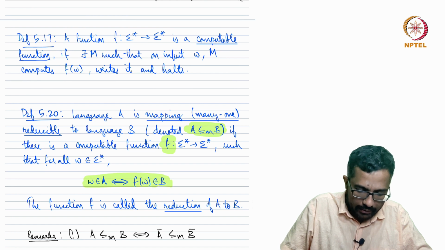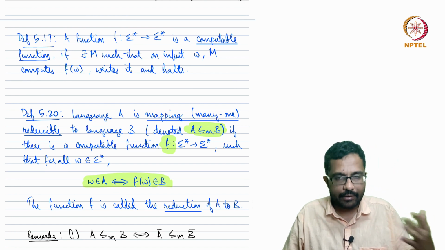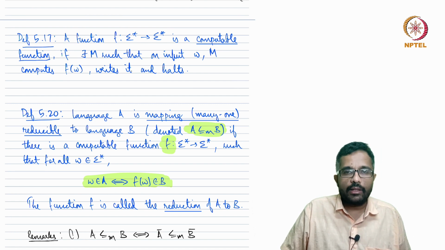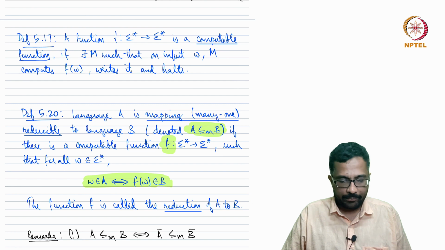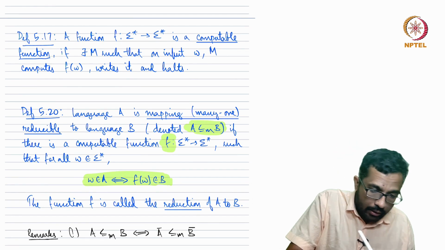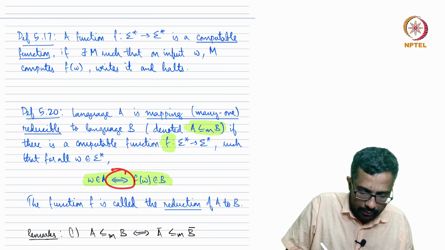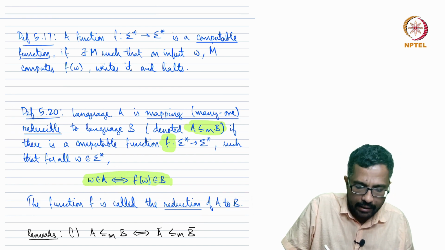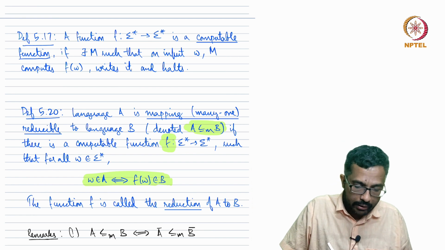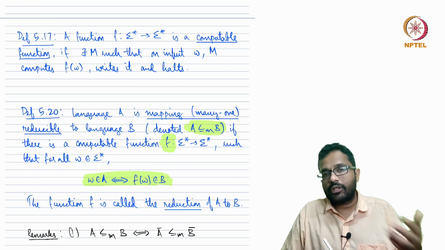So what is this relation? It's the same thing that I have been repeating right from the beginning of this lecture. w is in A if and only if f of w is in B. Notice that this is if and only if, so both ways: all the strings in A should get mapped to strings in B, and all the strings not in A should get mapped to strings not in B.